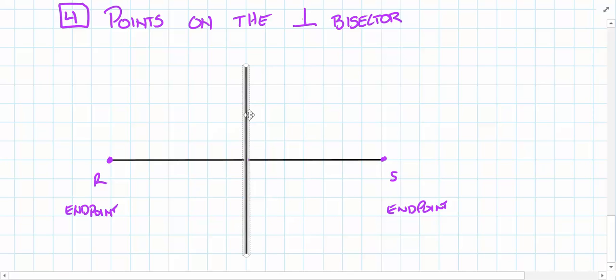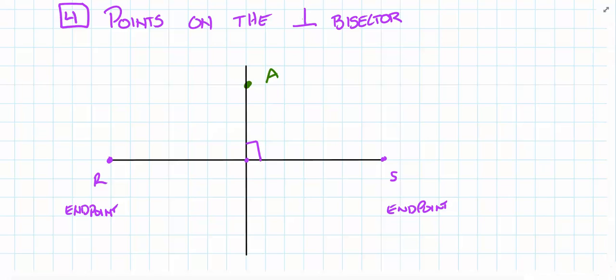Okay, and call that perpendicular. So I've drawn in the perpendicular bisector. Now, put a point on that perpendicular bisector, and I'll use green. So any point that you want. So I'll put a point there and I'll call that point A. So let's put one above the perpendicular bisector, and let's put one sort of below the perpendicular bisector, which I'll call this point B down here. It doesn't matter where, as long as it's on the perpendicular bisector.